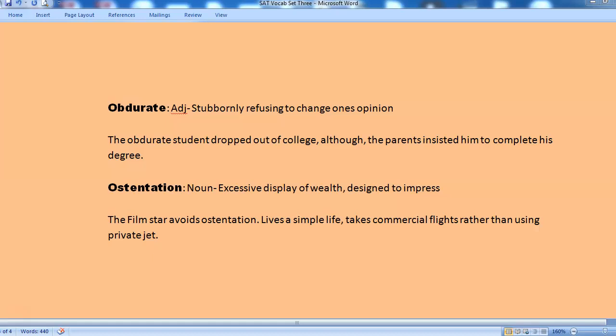Next word is ostentation. Ostentation is a noun and it means excessive display of wealth designed to impress. The film star avoids ostentation, lives a simple life, takes commercial flights rather than using a private jet. Typically difficult to find such film stars. But ostentation would mean when somebody is displaying the wealth excessively or they are trying to impress someone.